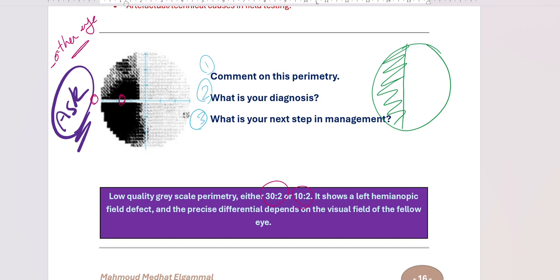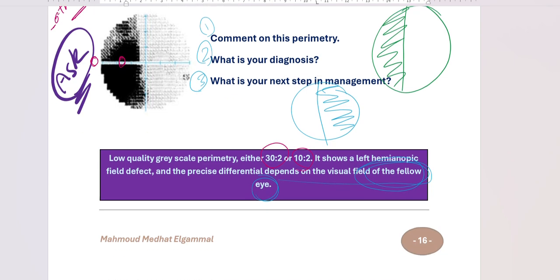What if the other eye showed this defect? Bitemporal hemianopia. Do you think you'll get a good mark with assuming the answer? No. You must determine the fellow eye visual field. So what's this?